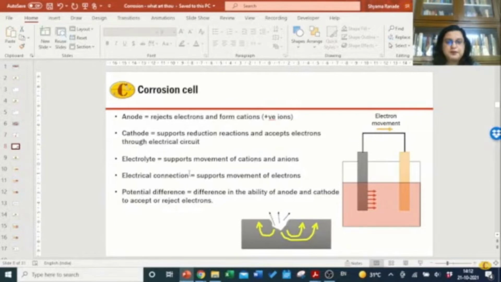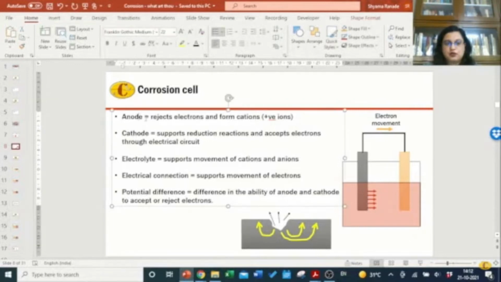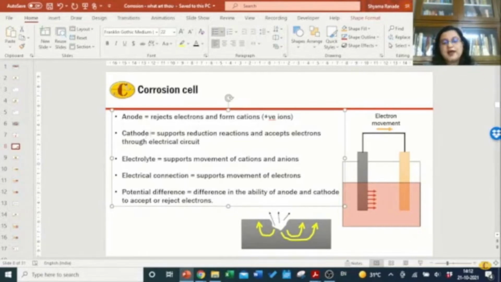So, any corrosion that happens is because of a corrosion cell, and when you have a corrosion cell, you always have 5 main components. The first is anode, which is the thing that always corrodes. Second is cathode, which supports the reduction reactions, and it is the cathode actually which may cause the corrosion to occur. So, it may cause the anode to dissolve. The third is electrolyte. Electrolyte is that medium which brings into contact the anode and cathode physically.